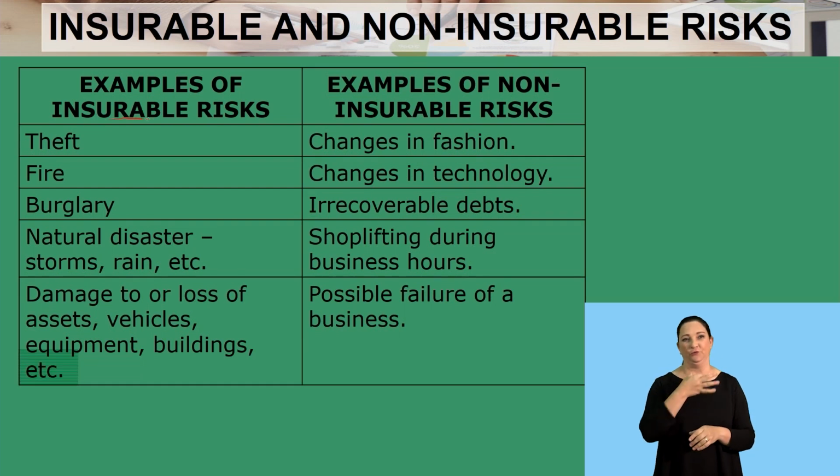These, remember, are risks that can be covered, such as theft, fire, burglary, natural disasters, storms or rains, and damage to or loss of assets such as vehicles, equipment, buildings, and so forth. Then when you look into examples of non-insurable risks, these can be changes in fashion, the business cannot pay for that, changes in technology, irrecoverable debts, shoplifting during business hours, and possible failures of a business. So those are risks that the insurance company will not pay for.